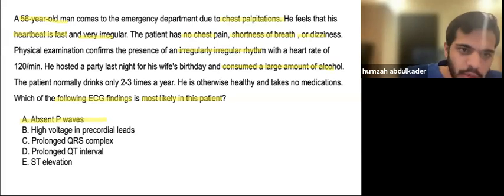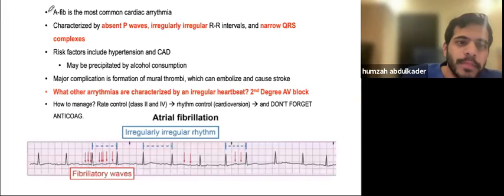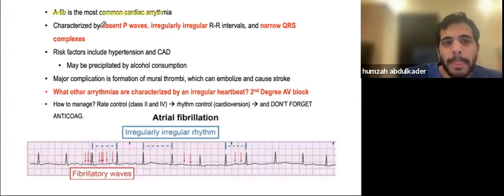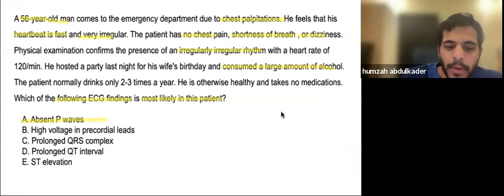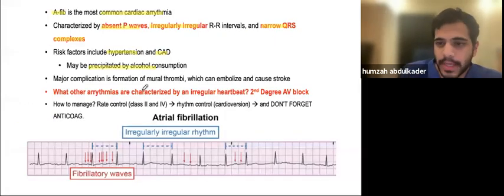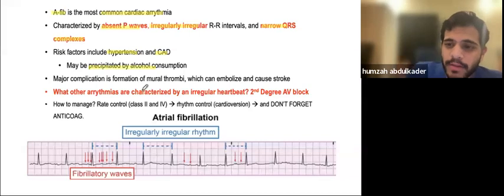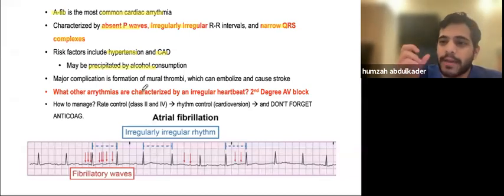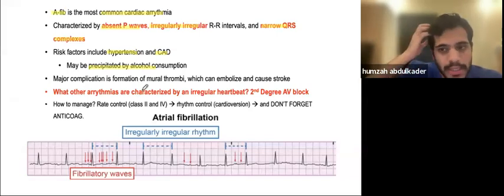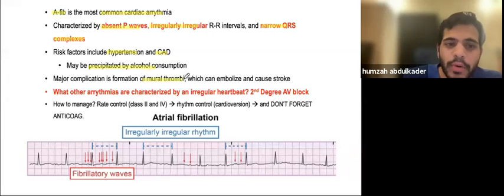Now, if we go to this slide over here, as you mentioned, AFib is the most common cardiac arrhythmia. What we see on ECG are absent P waves, an irregular rhythm, and oftentimes narrow QRS complexes. Risk factors include hypertension and coronary artery disease, and it may be precipitated by alcohol consumption, which is what our patient had. One major complication that you should be aware of is that with AFib, with the turbulence inside the heart, it could form emboli, form thrombi, and those thrombi can go and get lodged in the brain and cause stroke. This is very important to note.